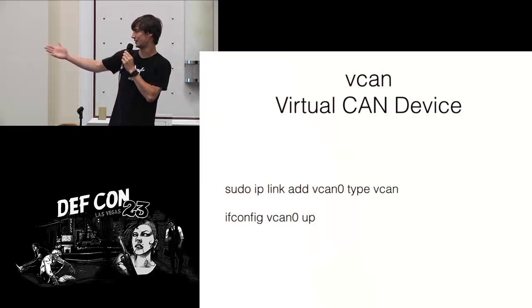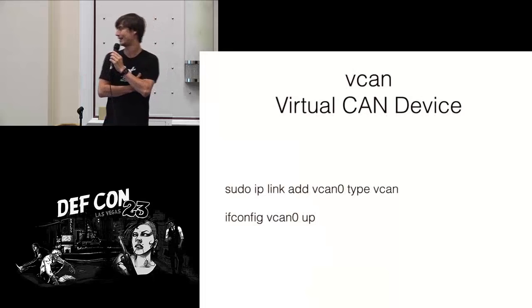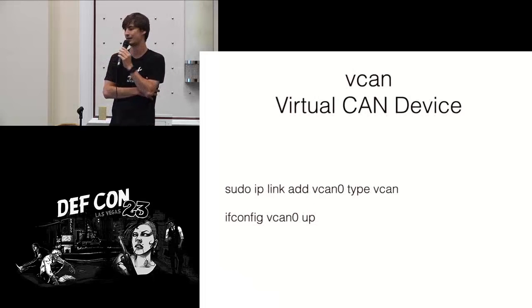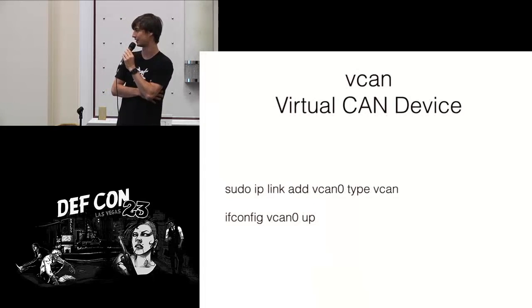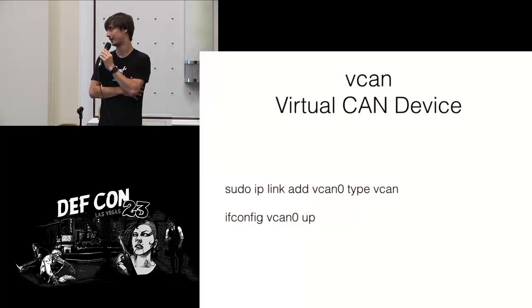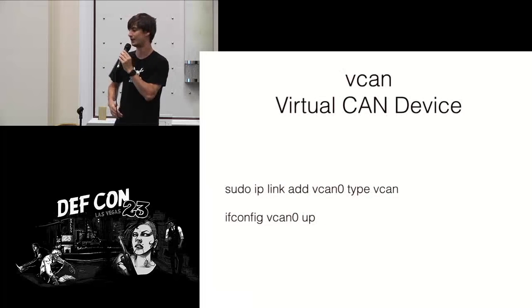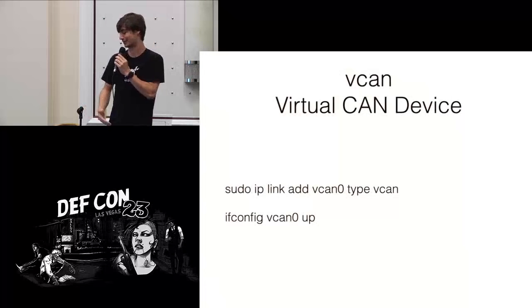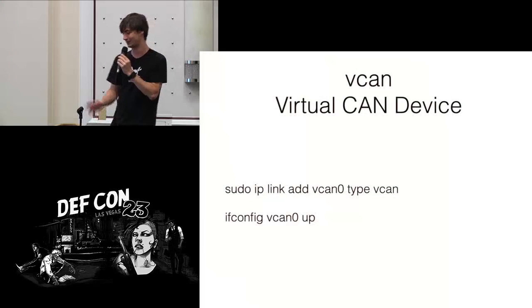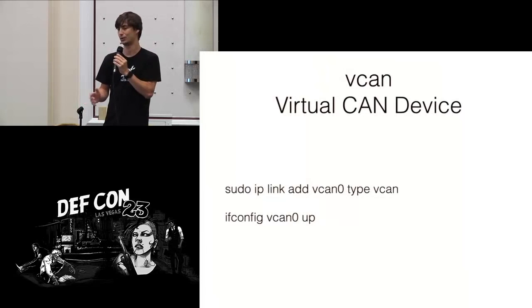You can actually do this: sudo ip link add dev vcan0 type vcan. That will create you a new virtual CAN device. Once you have the device, you can just do ifconfig vcan0 up, and sure enough, you get a CAN device. Again, it's not going to send any frames out on the wire. It's just virtual. But you can use all the tools.